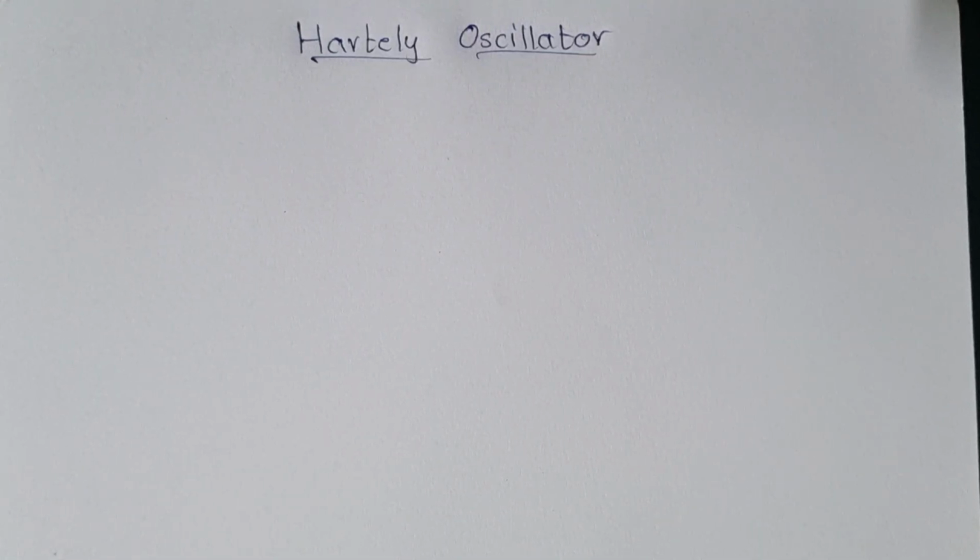Hi guys, in this video I am going to explain the Hartley oscillator and find the frequency and beta value. Firstly, the Hartley oscillator is an electronic oscillator circuit which produces a sinusoidal output signal. First we will draw the circuit diagram.